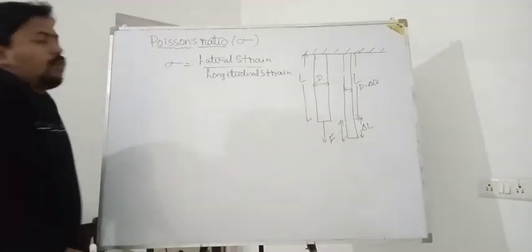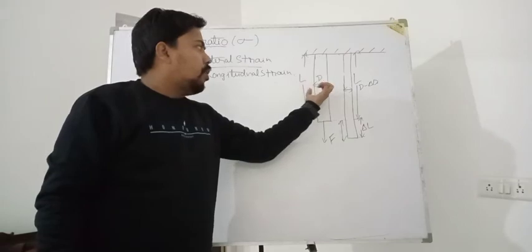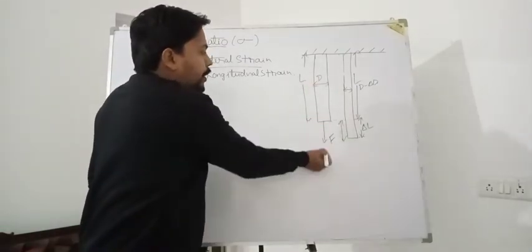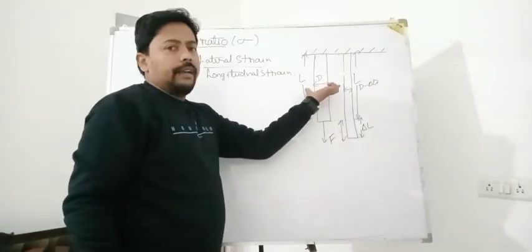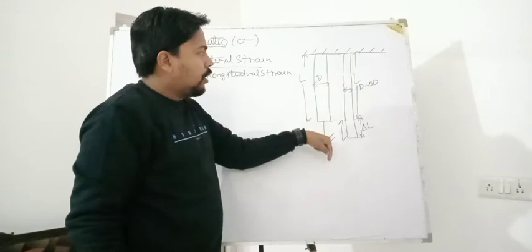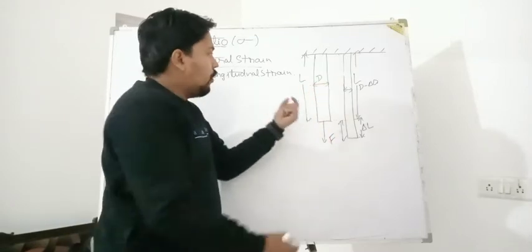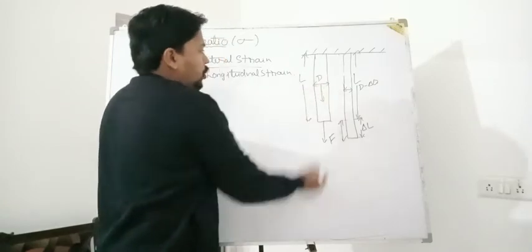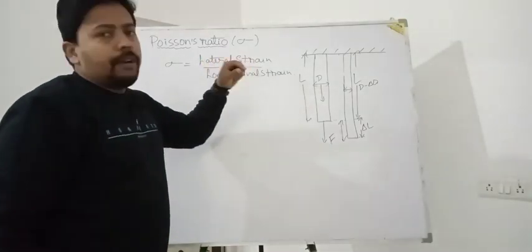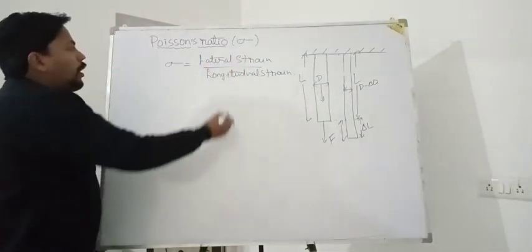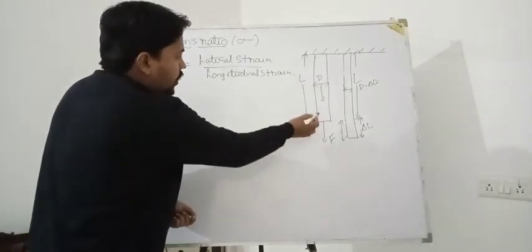And lateral strain means what? Lateral strain means the change which is occurring in the direction perpendicular to the downward force. You can see that the change in the diameter is occurring here just by the application of the downward force, and this change is along the lateral direction. It is perpendicular to the downward force, you can see. That's why I am saying that the strain is along the lateral direction. Longitudinal means along the force, so the change is along the force.